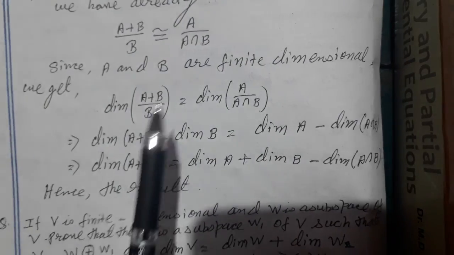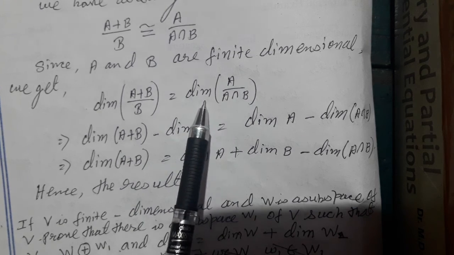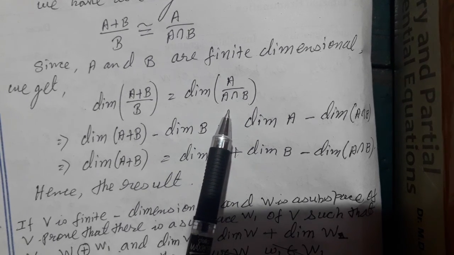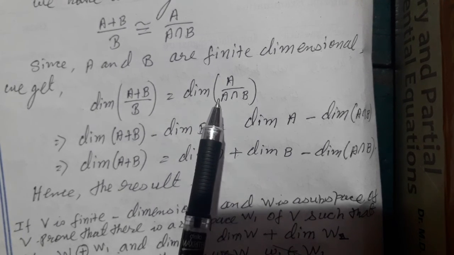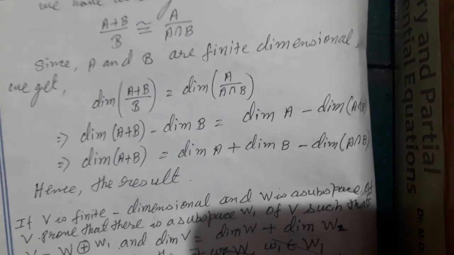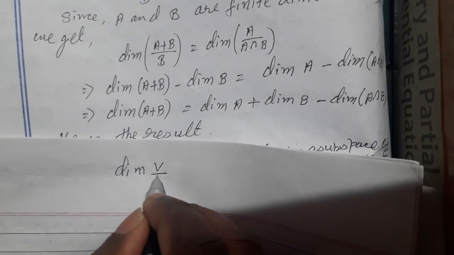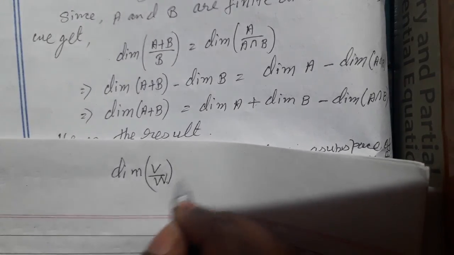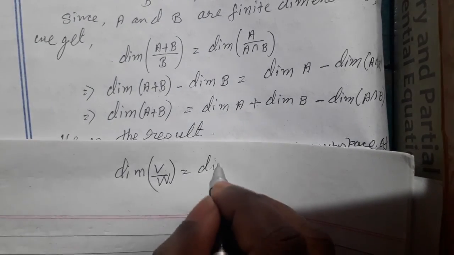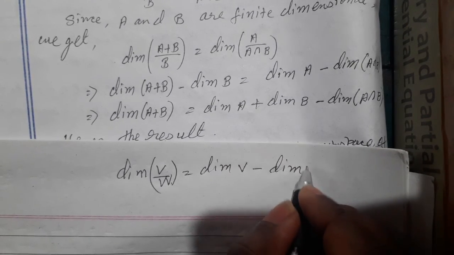Okay, so we have dimension of (A plus B) by B equal to dimension of A by (A intersection B). In the previous video, I have already explained the dimension of V by W. Okay, the dimension of V by W is equal to dimension of V minus dimension of W.